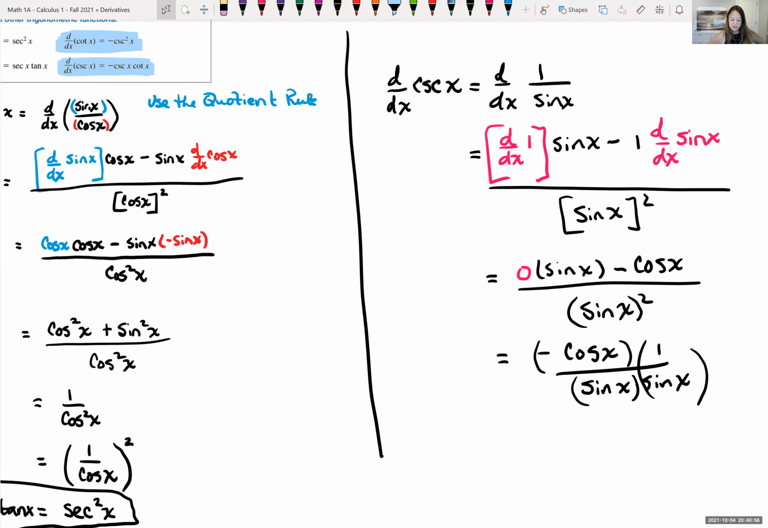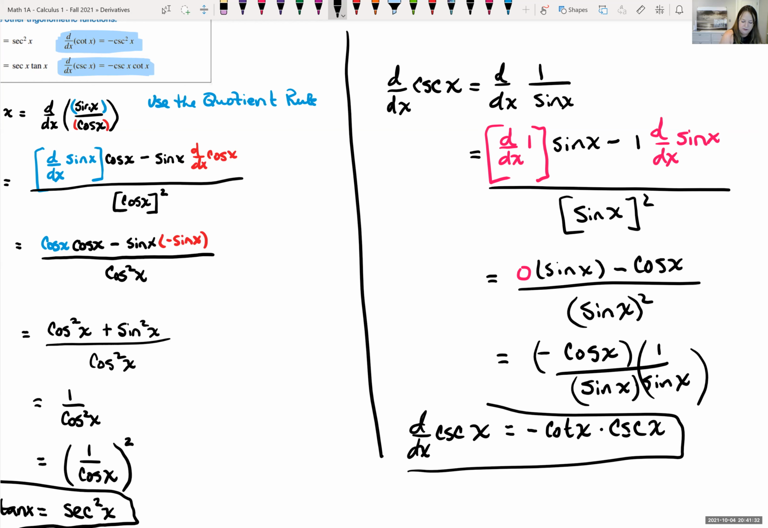Okay, so we're almost there. Treat this as 2 separate fractions. And now think of this, because multiplication, we can do that. Negative cosine x over sine x. Well, cosine over sine, remember, is cotangent. And so this is going to be negative cotangent of x, all times 1 over sine of x. This one is cosecant x. So the derivative of cosecant x is equal to negative cotangent x cosecant x.